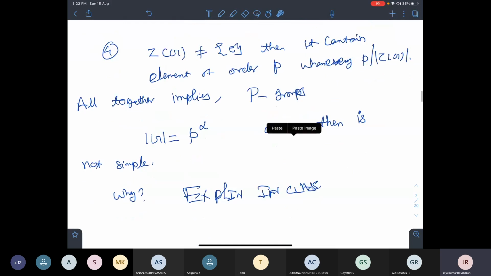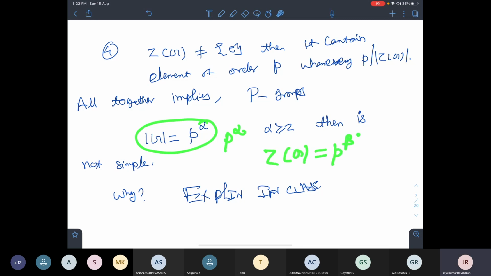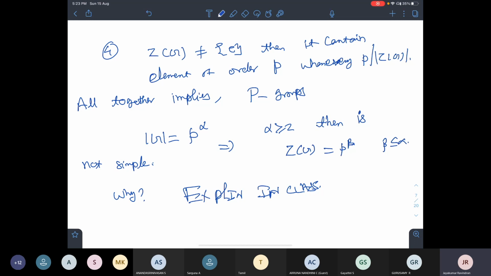Using that, we say for any p-group of order p to the alpha, the center of G is p to some beta, which implies the center of G has order p to the beta, and beta is less than or equal to alpha. Note that I am using alpha greater than or equal to 2. If alpha is 1, then it's a p-group of prime order p to the 1, just cyclic, so it's Z_p. There is nothing of much interest there.